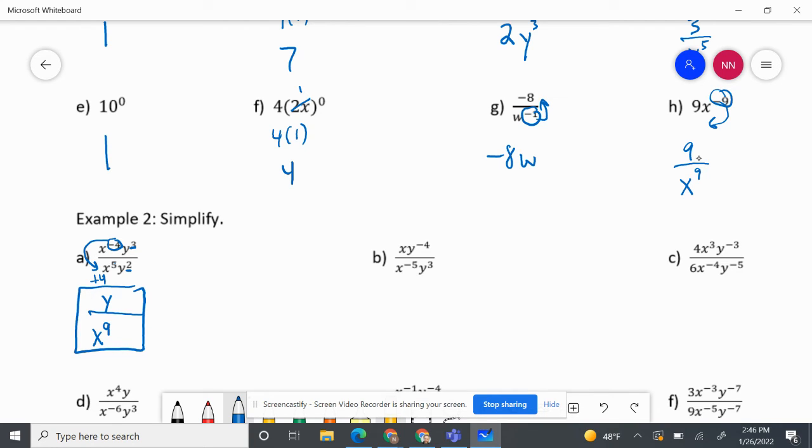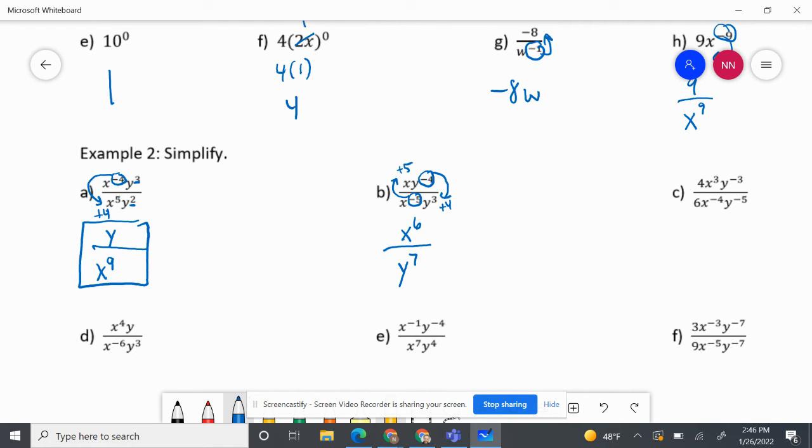Looking at letter B, looking at our x's, we see a negative exponent. We bring it up. It becomes a positive. 1 plus 5 gives us a 6. Here we have a negative exponent. We bring it down. It becomes a positive. 3 plus 4 gives us 7.